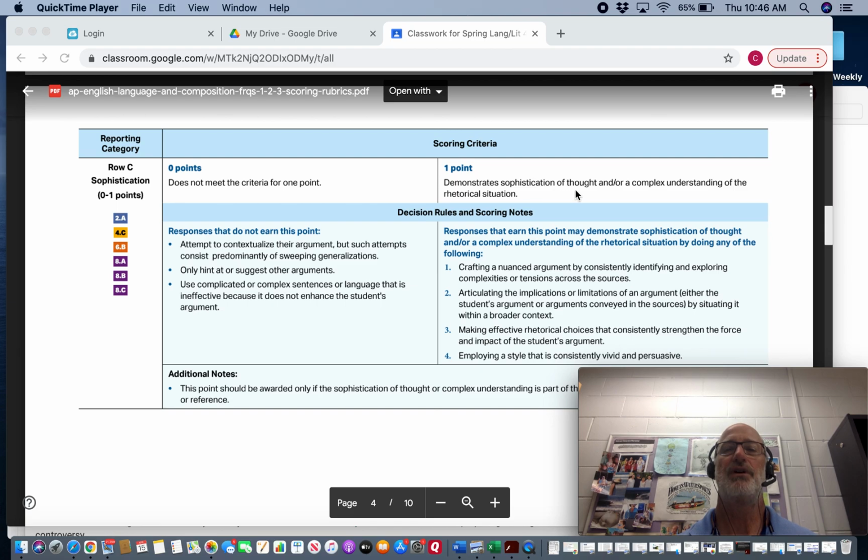Demonstrate sophistication of thought and/or a complex understanding of the rhetorical situation. Here's where I was alluding to earlier: they might give you a situation. We're going to look at one in just a minute where they're talking about the academic nature of kindergarten. You could argue that it needs to be more academic, but sometimes they need to play as well. Or you could suggest it needs to be less academic, but I understand that we need to focus on some things too. Once you understand some complexities of a rhetorical situation, maybe all the time this isn't the case.